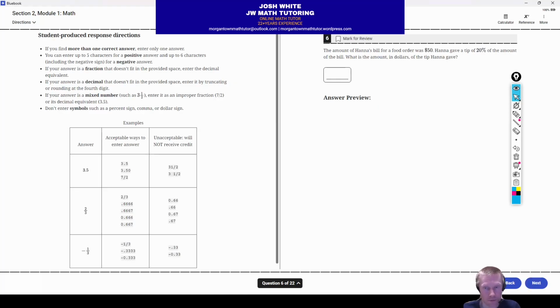Next up, we have a question about a food order and a tip amount, which is just a percentage. So really, all you're doing here is you're taking 20% of $50. So that's just 0.20 times the $50 to get the tip amount, and that just comes out to $10. So the correct answer for this one is going to be just $10.